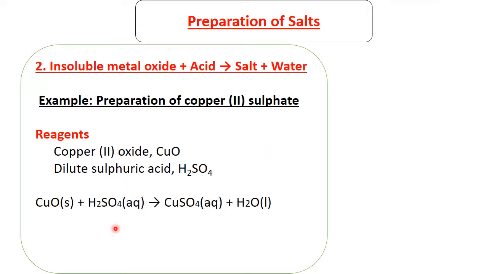So the reaction is copper(II) oxide reacts with sulfuric acid to form copper sulfate, and of course water, which is a salt and water. So the ionic equation is oxide ions react with 2 hydrogen ions to form water.